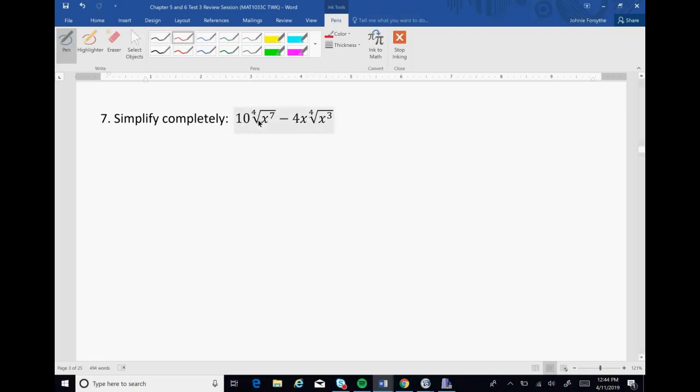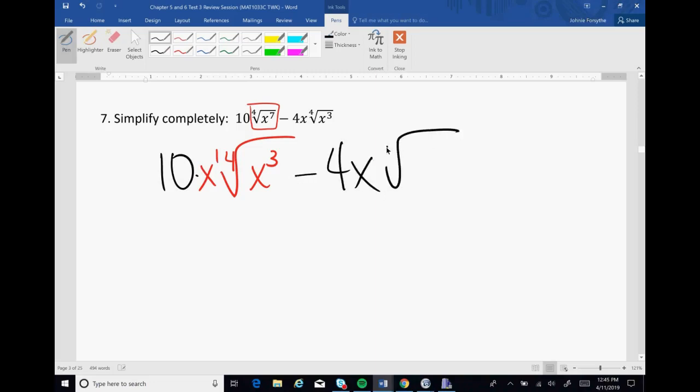Let's look at the first one. So the 4th root of x to the 7th. Can 4 go into 7, divide into 7? Yes, it can. 4 divides into 7 one time. So we're going to pull the x to the 1st outside of that radical. And what's the remainder? Well, 3. So we're going to have the 4th root, x to the 1st, or just x, times the 4th root of x to the 3rd. We still have this 10 outside, minus 4x times the 4th root of x to the 3rd. So now if you look, we do have like radicals.